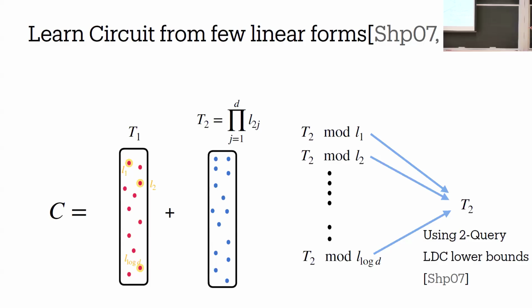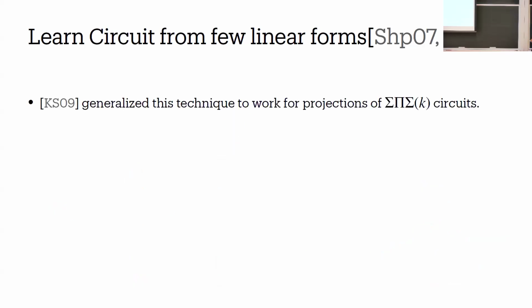And this result uses lower bounds for 2-query LDC codes, which is a very interesting use of the technique. And Karnin and Shpilka generalize this technique to work for projections of top fan-in K circuits, and therefore they get an algorithm to do reconstruction for when the top fan-in is any constant.